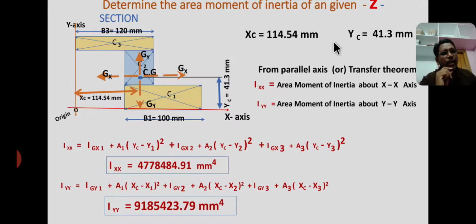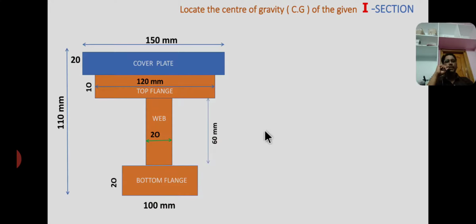XC and YC are called the coordinates of the centroid. These are the final answers, IXX and IYY. Now in the next slide I am going to explain how to determine the area moment of inertia of an I section having a top cover plate.